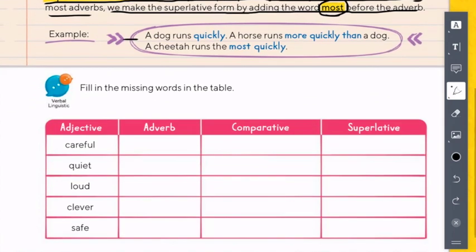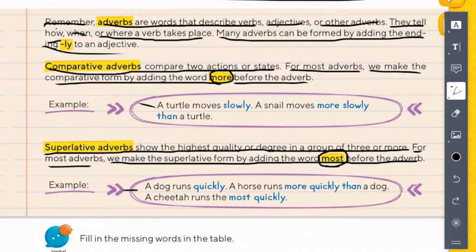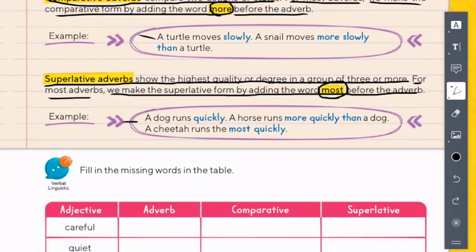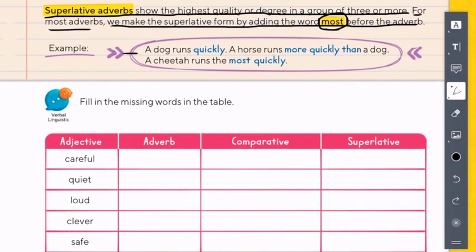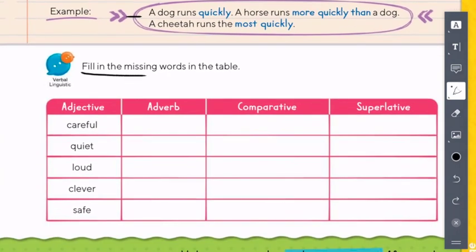Super easy. Fill in the missing words in the table. So, with comparative adverbs, we use more, the adverb, and then than. For example, more slowly than. Okay? That is comparative. And for superlative, we use most and the adverb. For example, most quickly. Easy. Let's check what are the adverbs for each adjective. Okay? Let's read instructions. Fill in the missing words in the table.